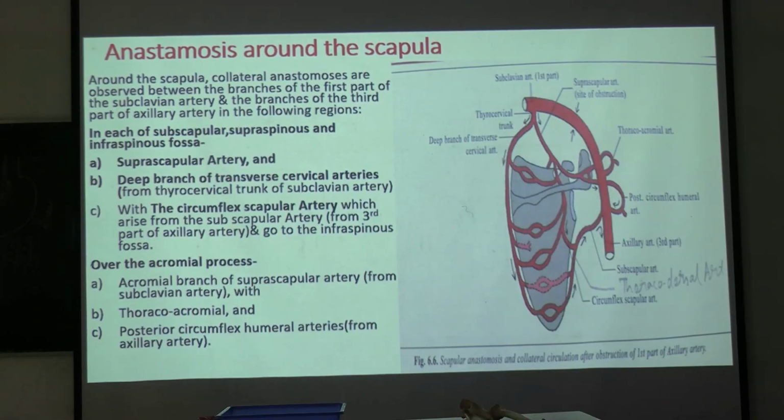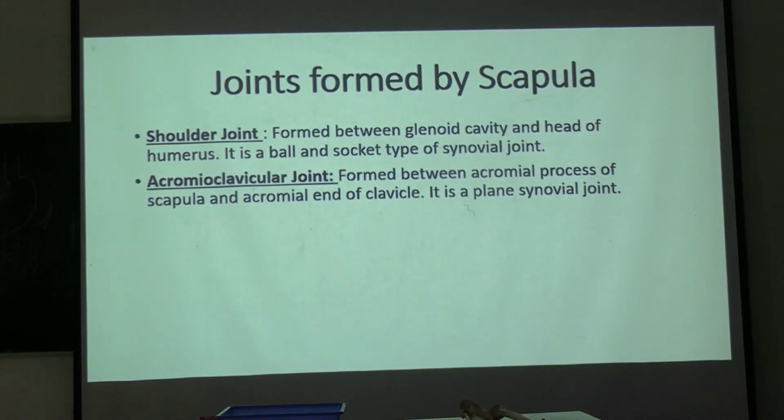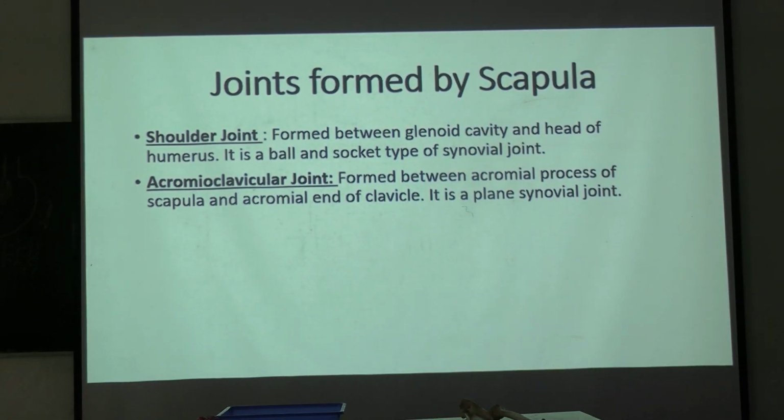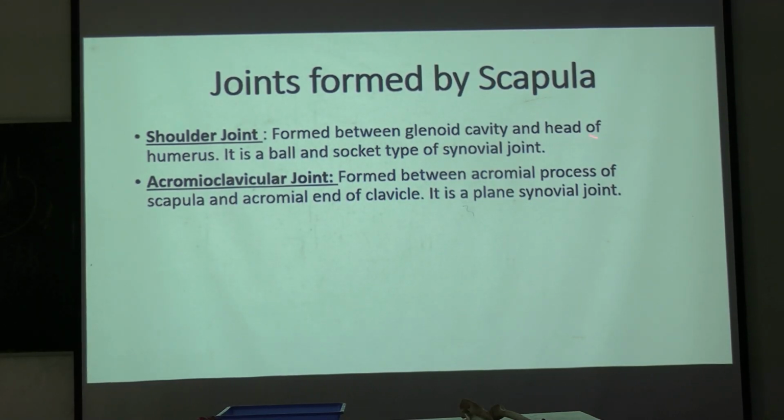Very important for your theory short note. Next is the joints formed by the scapula, very frequently asked in your viva. The type of joint is very important. First is the shoulder joint. The shoulder joint is formed between the glenoid cavity, here is the glenoid cavity, and the head of the humerus, and it is a ball and socket type of synovial joint.